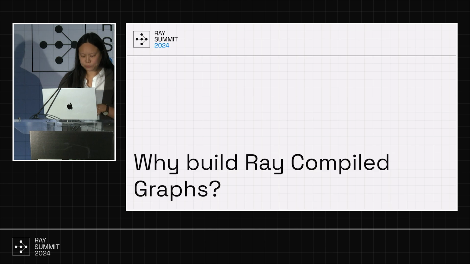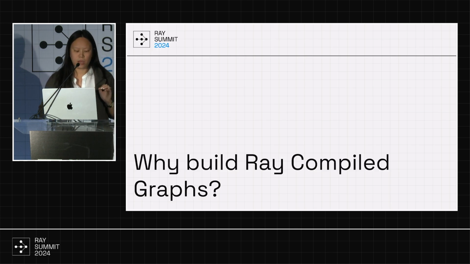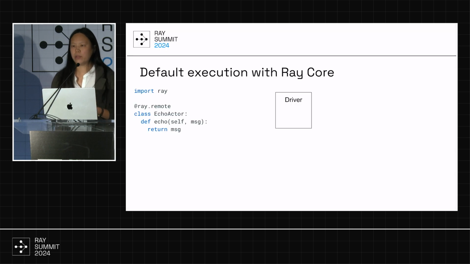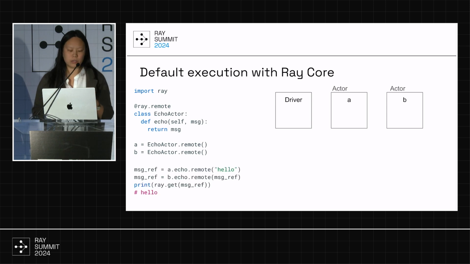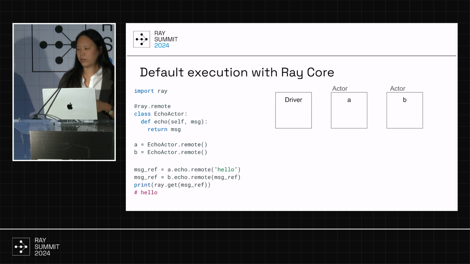Okay, so now I'm going to show a little bit more about why we built this system by first taking a look at why there are these overheads in the classic Ray core backend. This is going to be a quick example where we create two echo actors, which just take in a message and echo back the same message. We'll create the two actors here, and then create just two tasks. We're going to pass the message hello to actor A, and then pass that result to actor B.